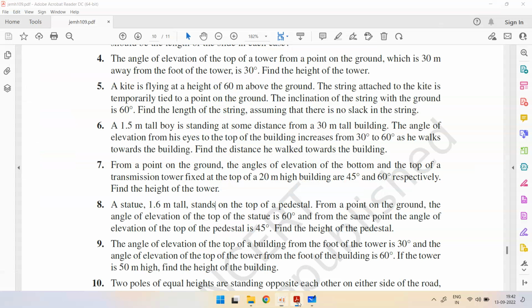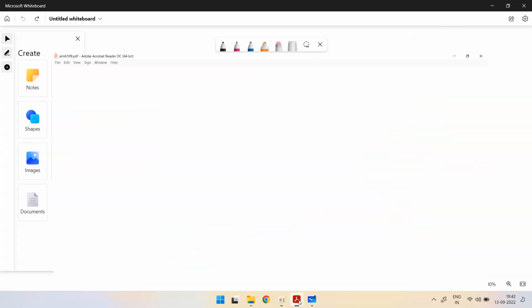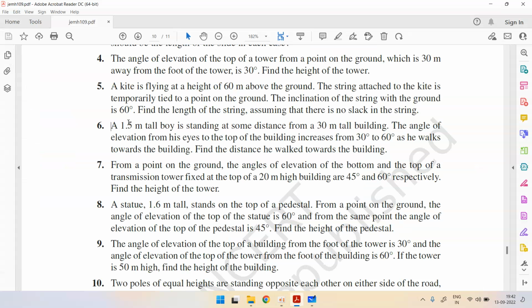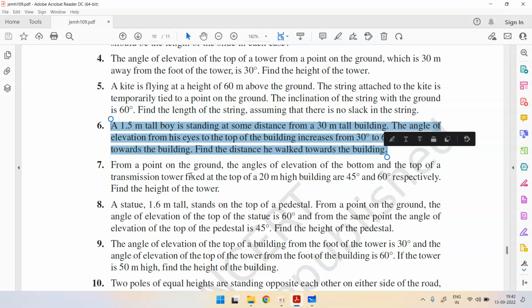Good morning, students. In my last lecture, I completed up till question number 6 of the application of trigonometry. Now, directly I'm going to question number 7.